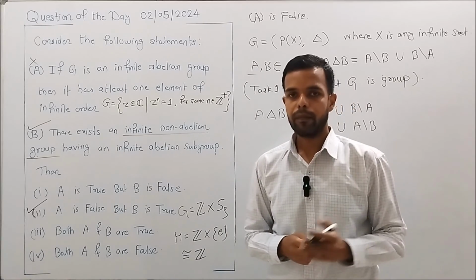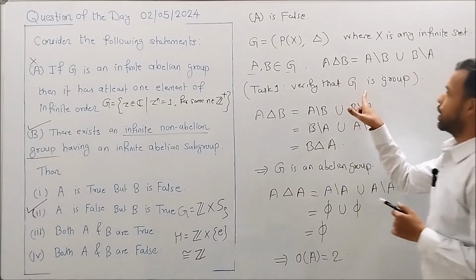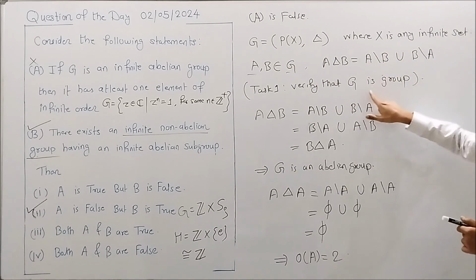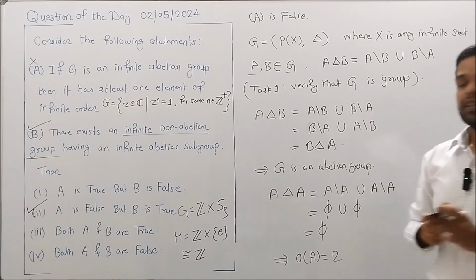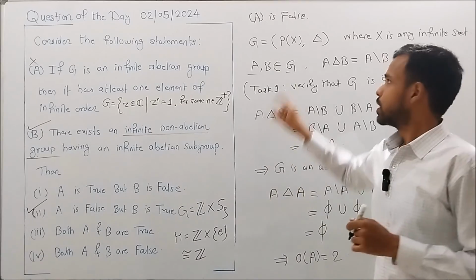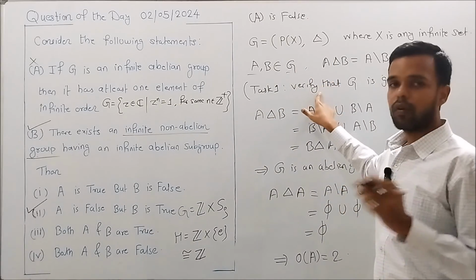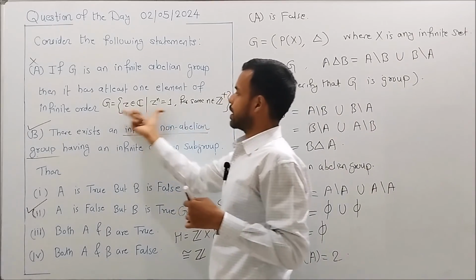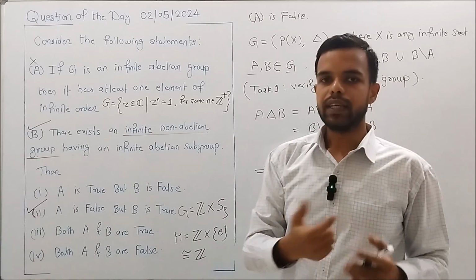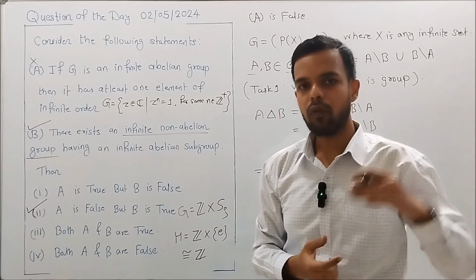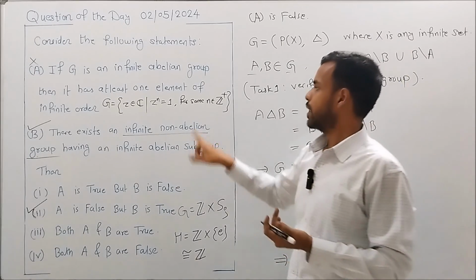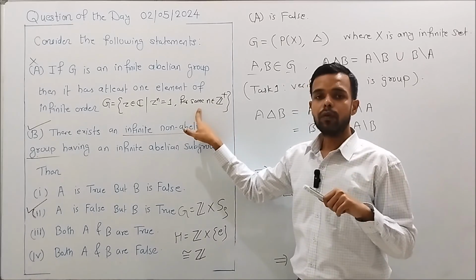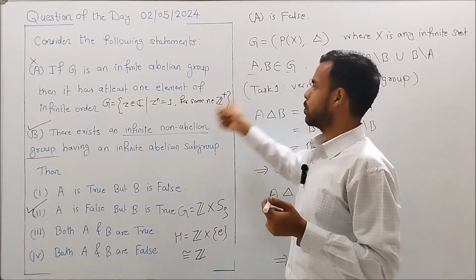So in this video, I have given two tasks for you. First task is to verify that the power set of X with the operation symmetric difference, where X is any infinite set, forms a group. You need to verify all 4 group axioms. The second task is that this set, that is the set of all roots of unity, under the operation of multiplication of complex numbers forms a group, and also verify that it is an infinite abelian group, and verify that every element of this group has finite order. So these are two tasks for you.